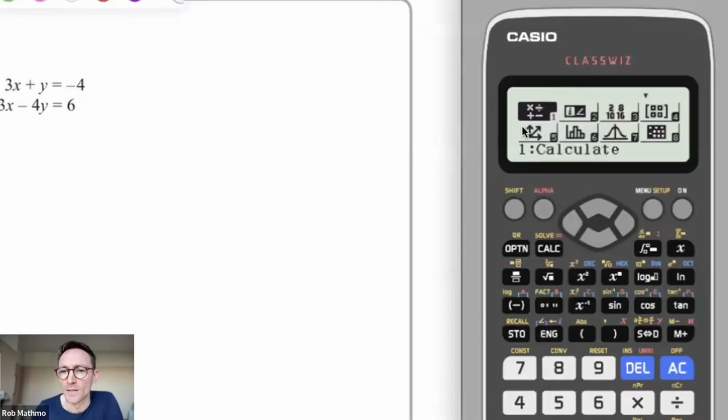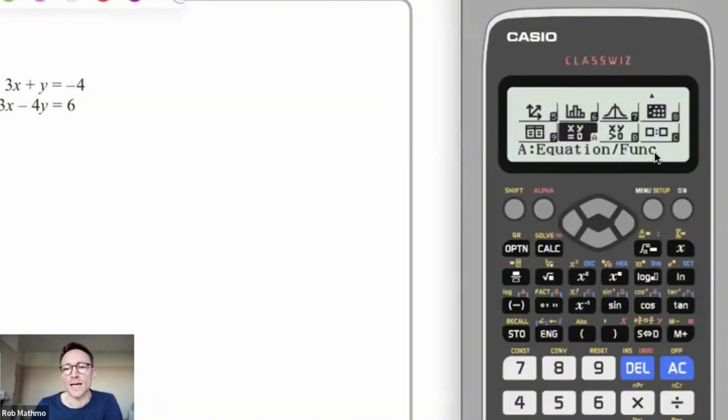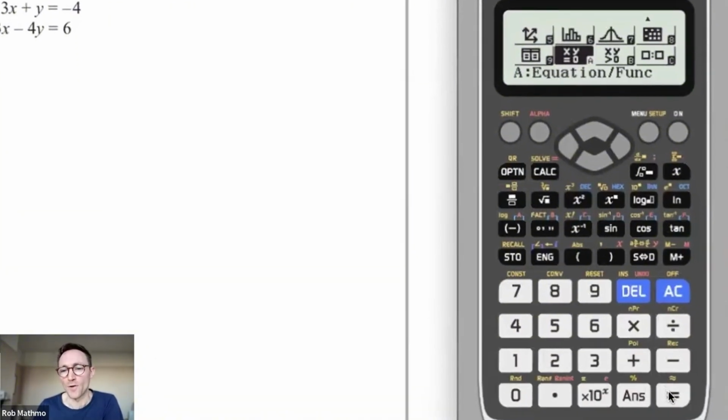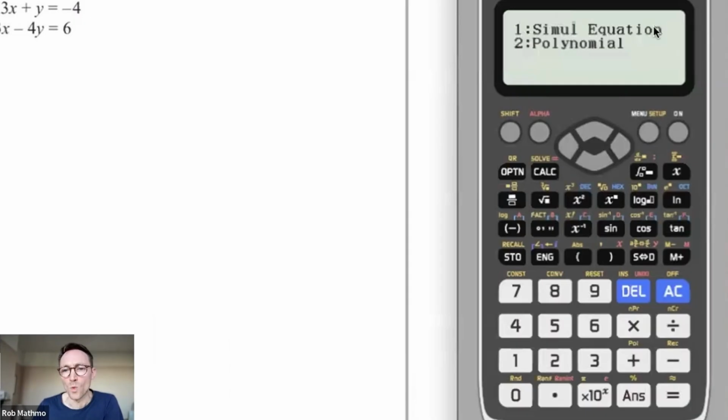So you go to menu here. You go down until you get to this function called equation slash func, and func here stands for function, nothing too funky. And one is simultaneous equation. This is polynomial. Polynomials when you have a quadratic. I'll get to that later. One is simultaneous equations. Watch this. If you don't know this, this is going to blow your mind.